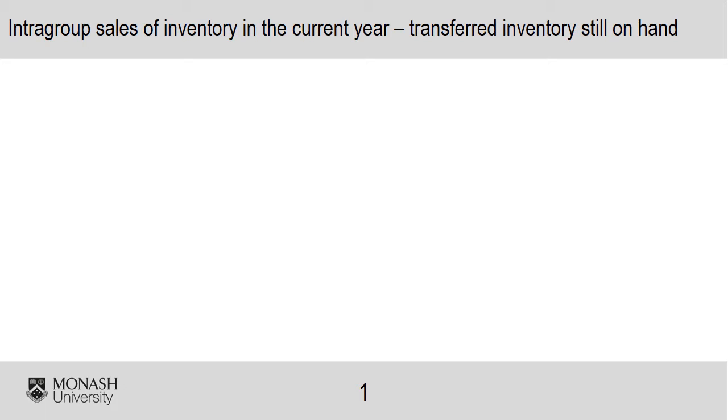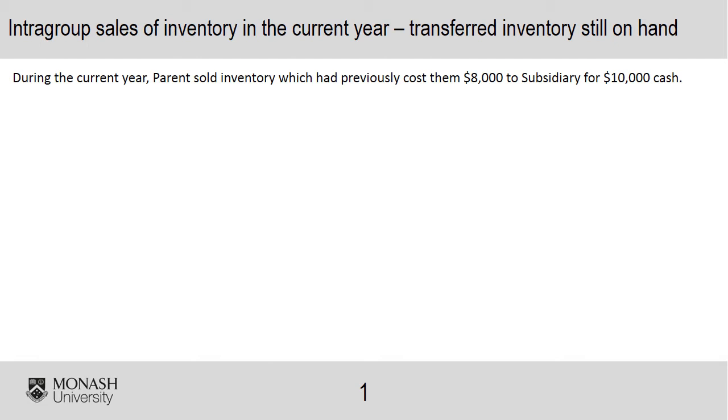In this video, I will be talking about intragroup sales of inventory in the current year with all transferred inventory still on hand. I am using the example in the textbook. During the current year, parent sold inventory which had previously cost them 8,000 to the subsidiary for 10,000 cash. Our job is to prepare the consolidation worksheet adjustment entry for the year.